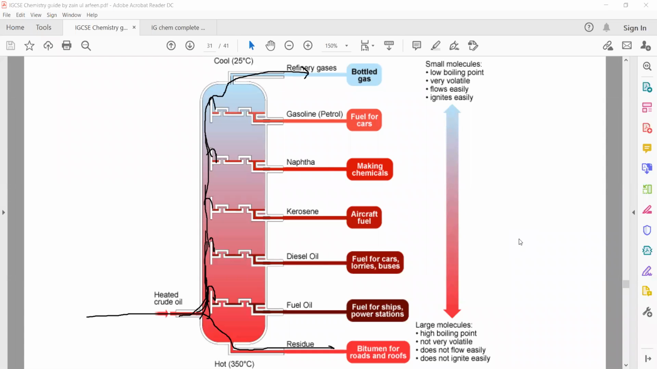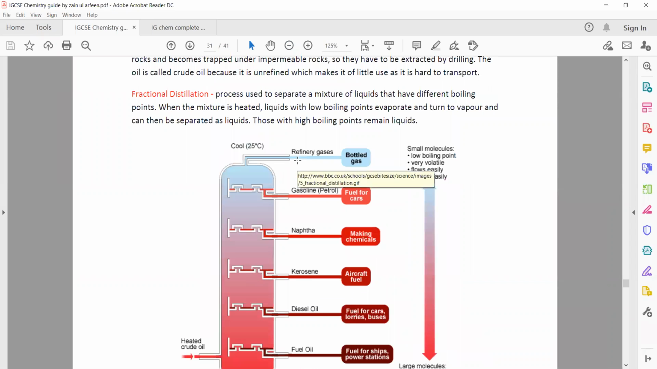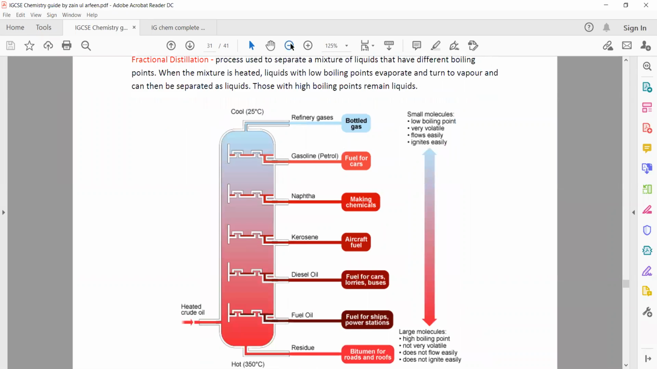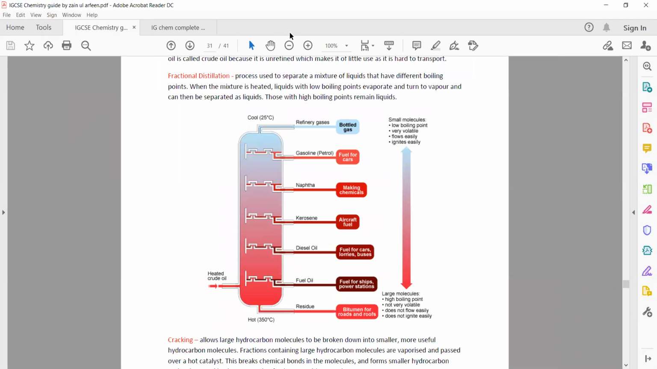Is it clear? This is a fractional distillation of the crude oil. So you have to learn these labels, with the uses as well.